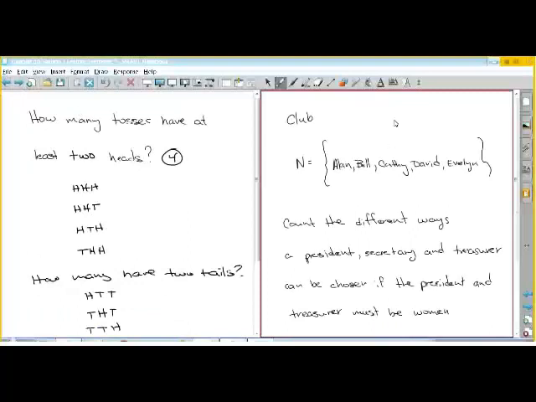Okay, so here's another question. We have our club again. Apparently only these 5 people can be in this club. And it says, count the different ways a president, secretary, and treasurer can be chosen if the president and treasurer must be women.